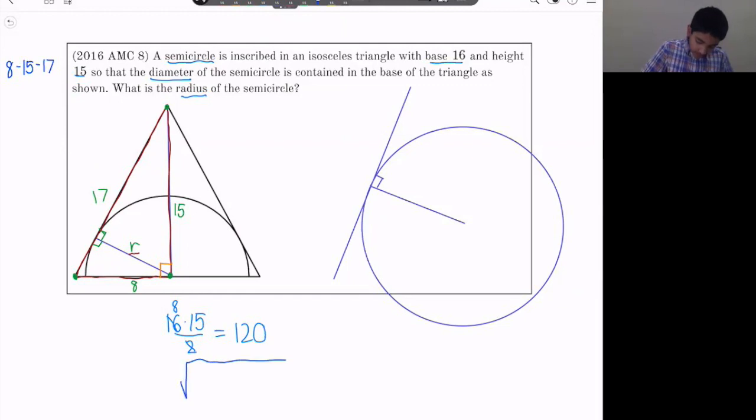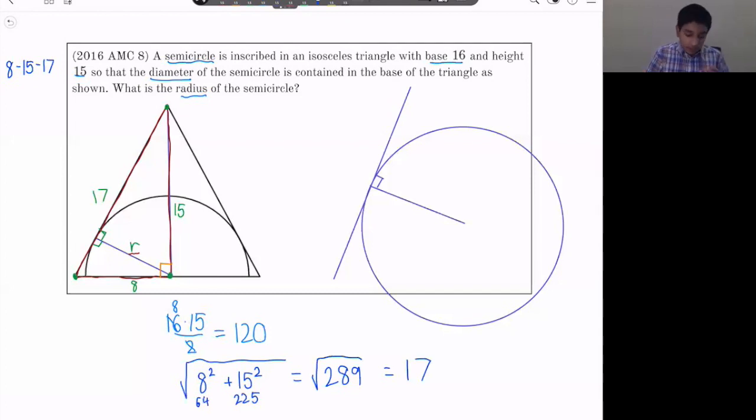The square root of 8 squared plus 15 squared, which is going to be 289. And 64 plus 225, 17. So you can figure out this 17 by using the Pythagorean Theorem, or just remembering that this is a Pythagorean triple. I'll probably add it to the handout for next time. And now we can calculate the area in 2 ways again.